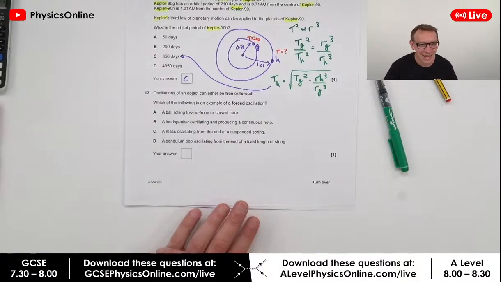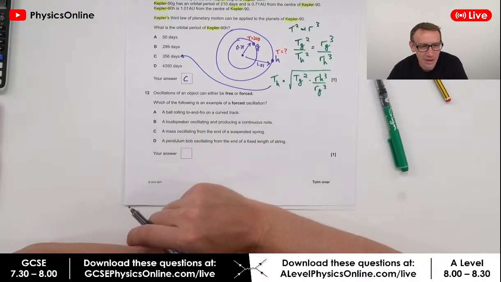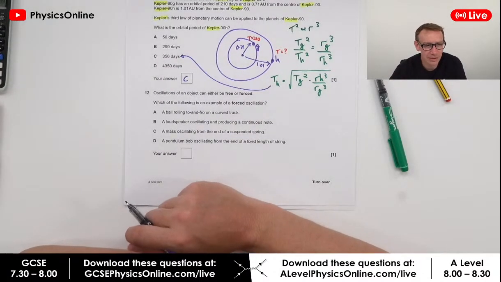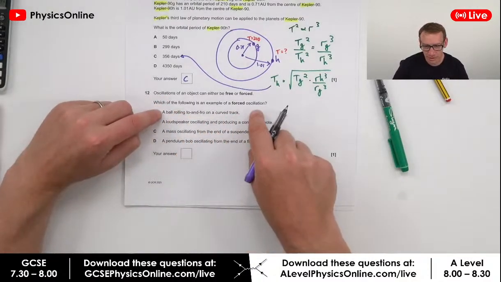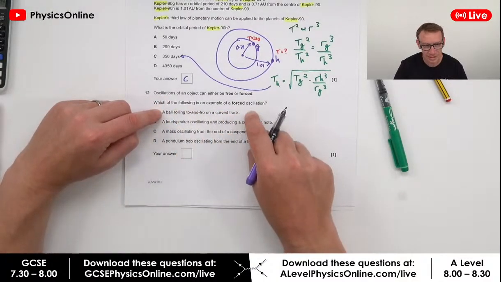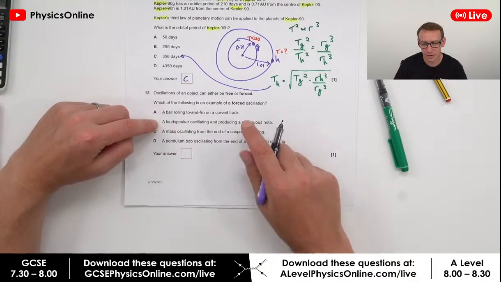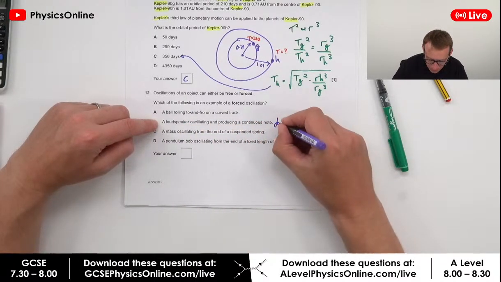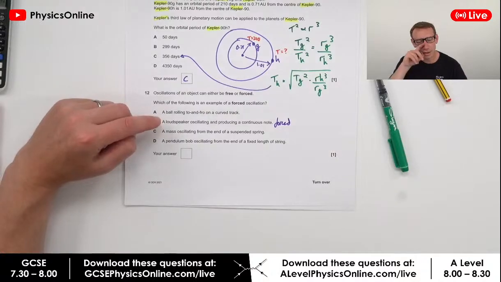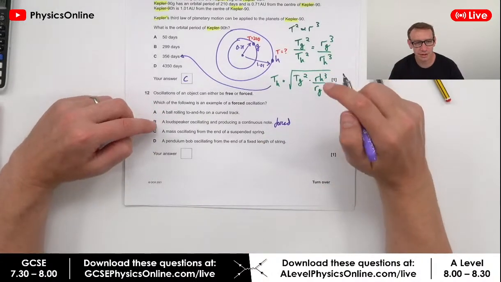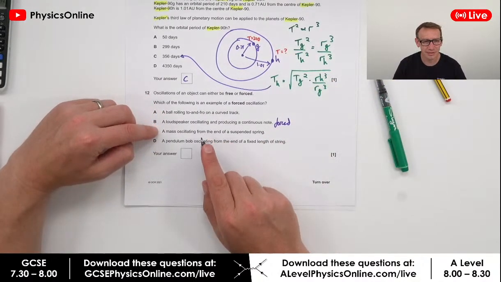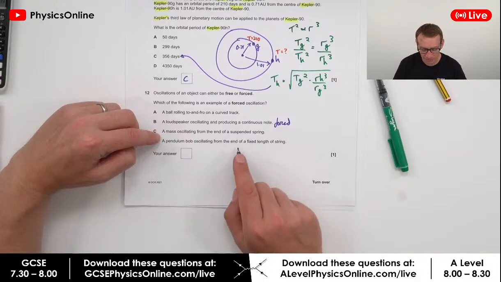Oscillations can be free or forced. Which of the examples is a forced oscillation? Well, if it's a ball rolling to and fro on a curved track, then that's just a free one. A loudspeaker oscillating, producing a continuous note, is a forced one because it's forced by the alternating current in it. An oscillating mass and a pendulum just going side to side are both free ones as well.